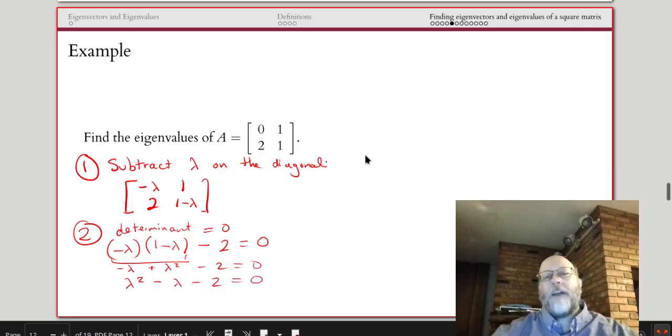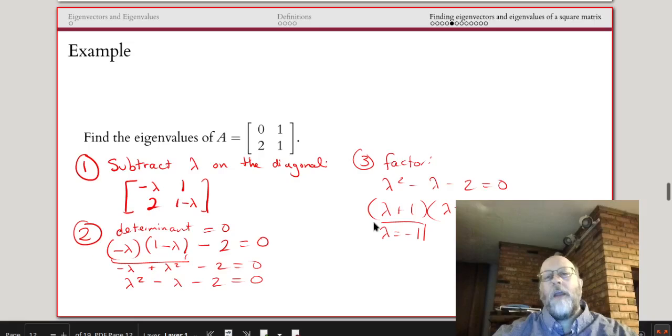And this we can factor. Lambda squared minus lambda minus 2 equals 0 factors into lambda plus 1 times lambda minus 2 equals 0. And so lambda is negative 1, and lambda is equal to 2. And these are my eigenvalues.